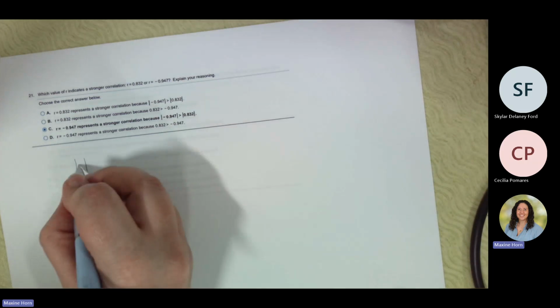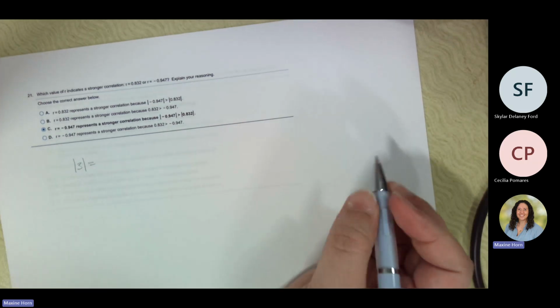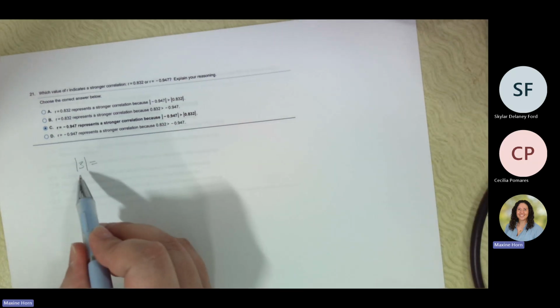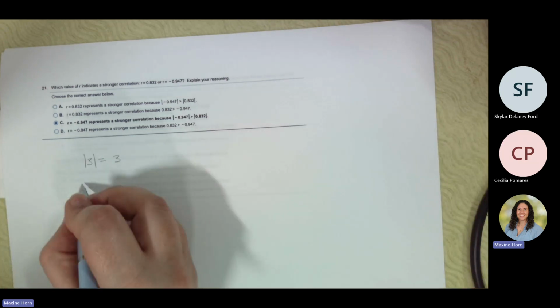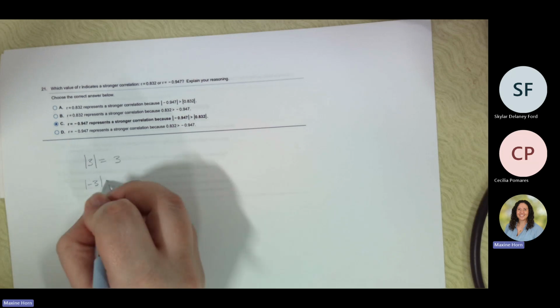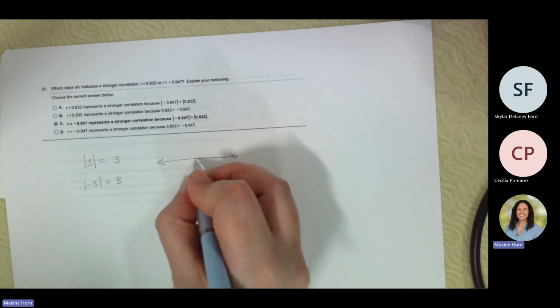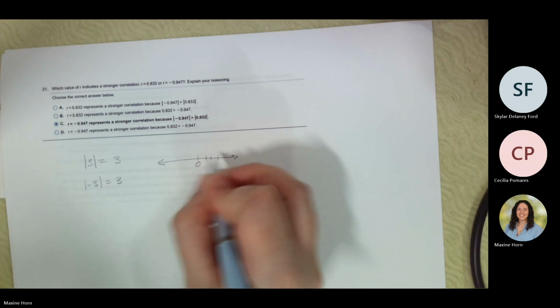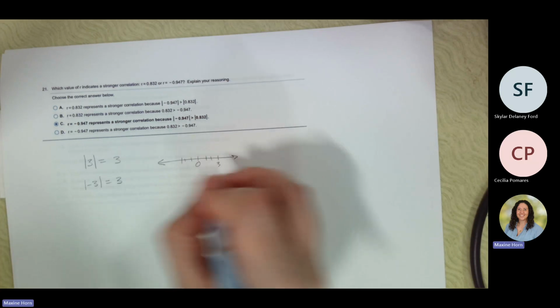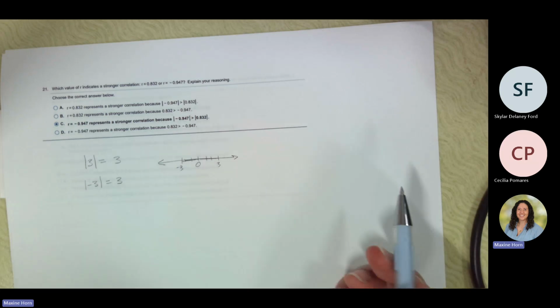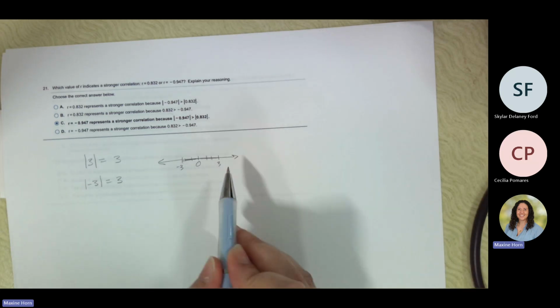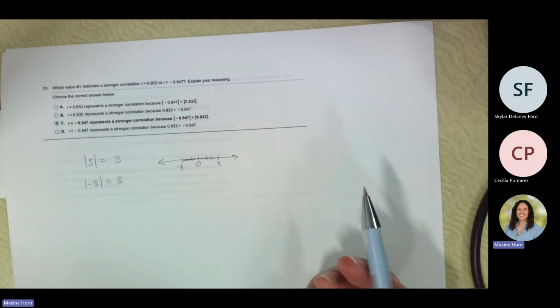So if I have the absolute value of 3, that means how many units away from 0 is 3? Well, it's 3 units away. So it's like distance without direction, right? Because the absolute value of -3 is also 3, right? They're both 3 units away from 0. This distance is exactly the same as this distance. We don't care which direction we're going. We just care how far we went.